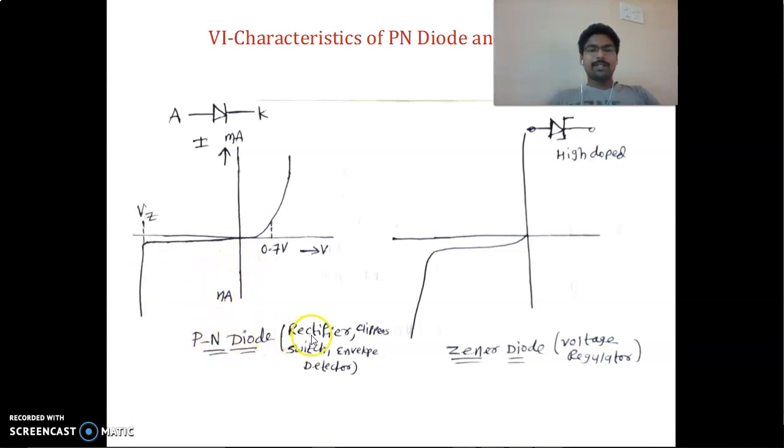The applications of the PN diode: it is used in rectifiers, clippers, clampers. It is used as a switch. It is used in envelope detectors.